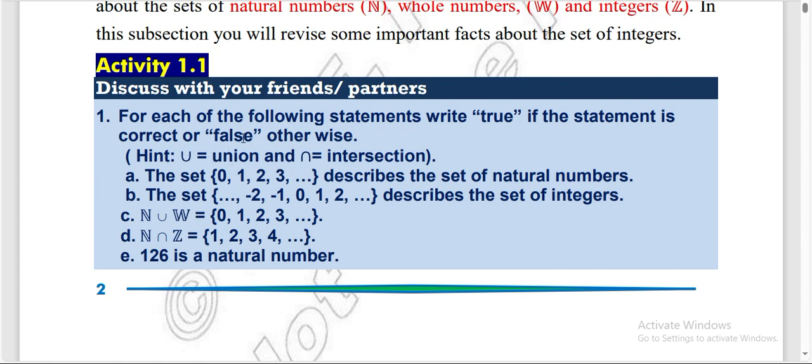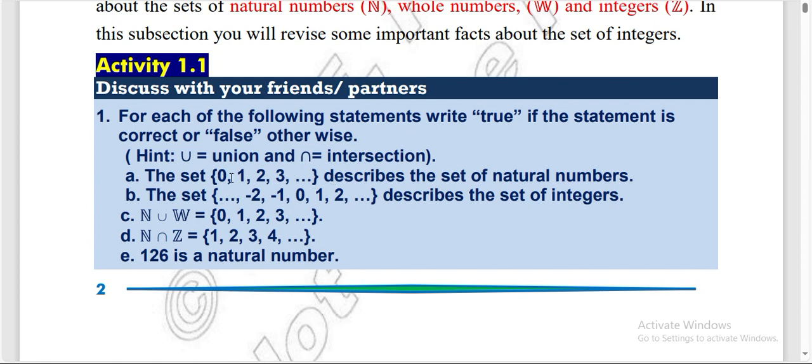Question number 1. For each of the following statements, write true if the statement is correct. Otherwise, say false. Hint: use the union and intersection symbols you learned in grade 6. A. The set {0, 1, 2, 3, ...} up to infinity describes the set of natural numbers.